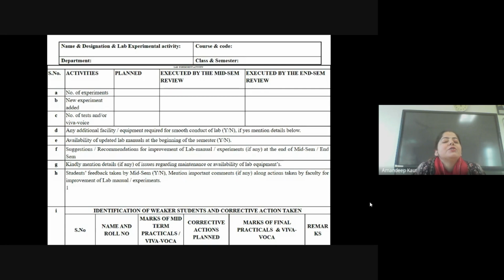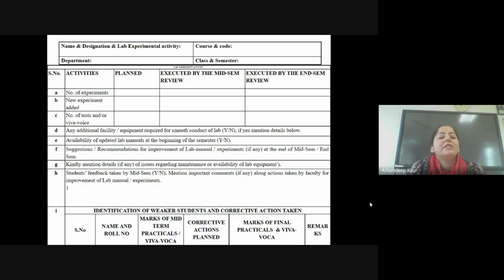Any suggestions or recommendations for the improvement of the laboratory manual or experiment at the mid of the semester. We need to take care of the suggestions or recommendations given by the experts and even by the students, and add them if possible within that particular semester. Otherwise, we need to prepare or develop the lab infrastructure so that coming students do not face such difficulties.